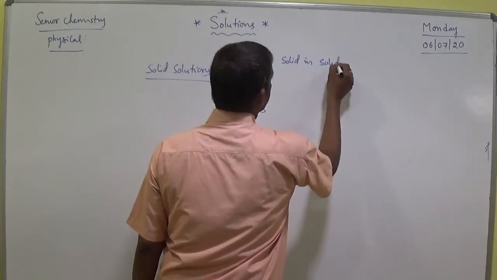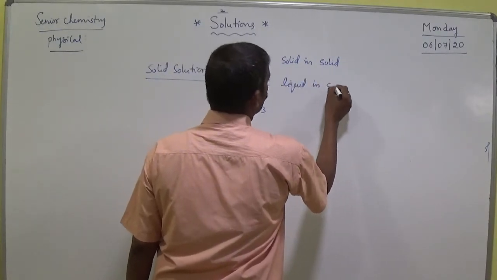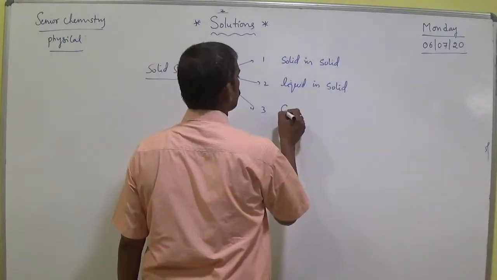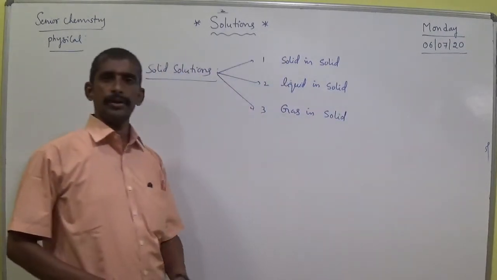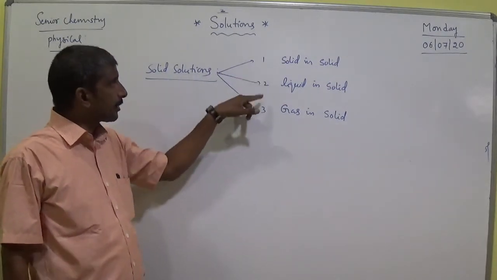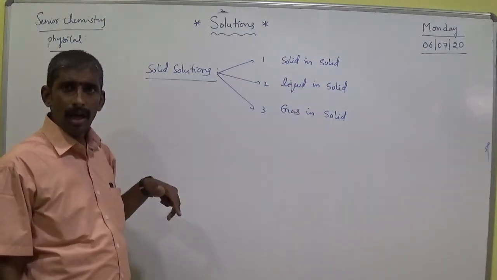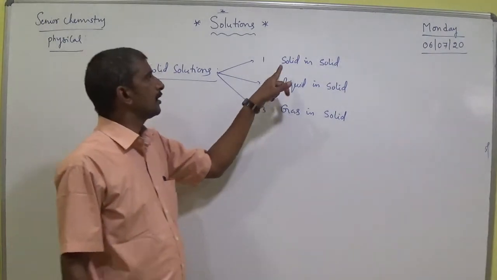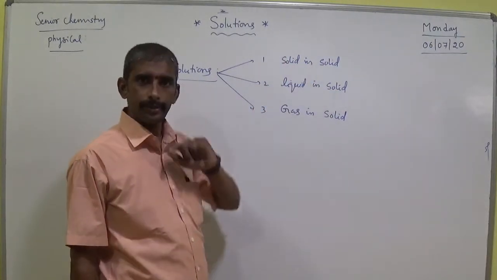Solid in solid. Next, liquid in solid. Gas in solid. Solid solutions are further divided into three types: solid in solid, liquid in solid, gas in solid. We already explained that in a solid solution the solvent is always solid. Here, in solid in solid, the solute is solid, the solvent is solid.